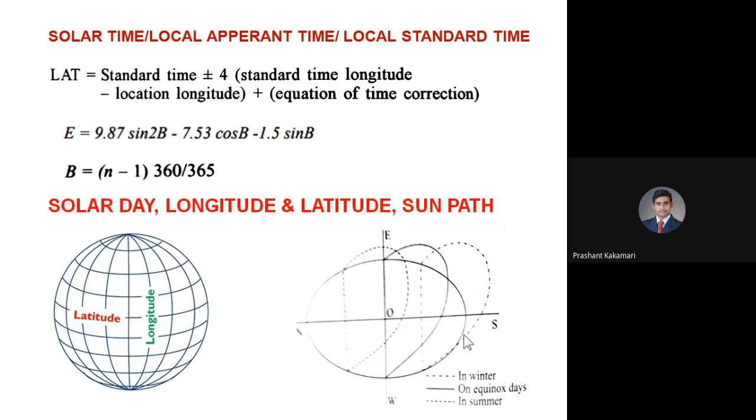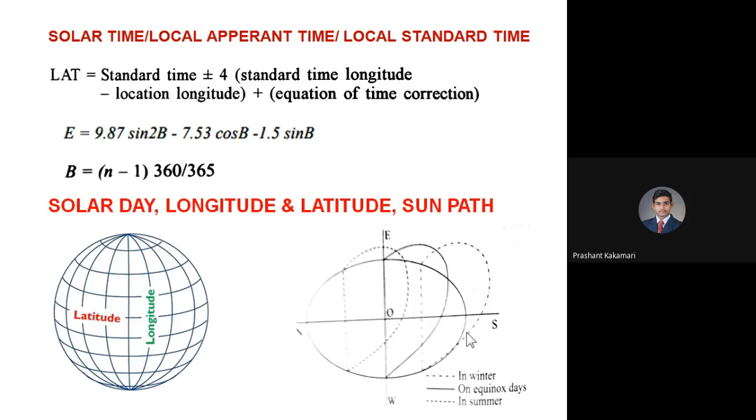Many times this equation of time correction is given in the problems, or we need to find it by various correlations given in different books. In one book they might give 2-3 correlations, and this is one of the correlations which gives a more accurate value of the equation of time correction. That also depends on the day of the year on which we want to find the solar time, or the local apparent time.